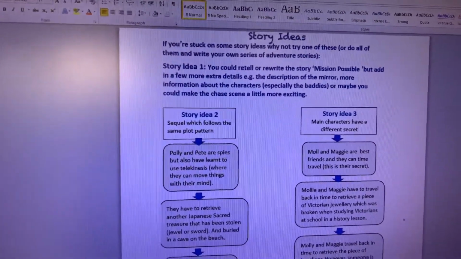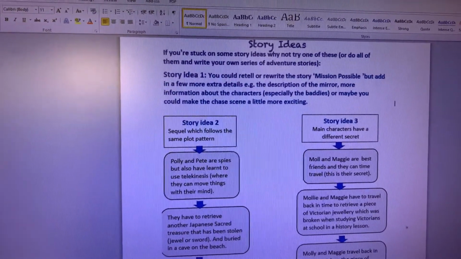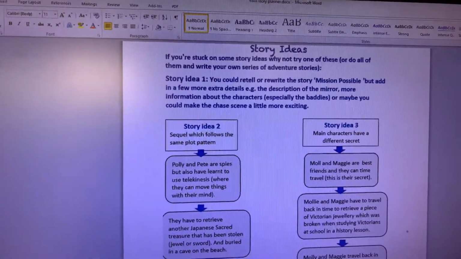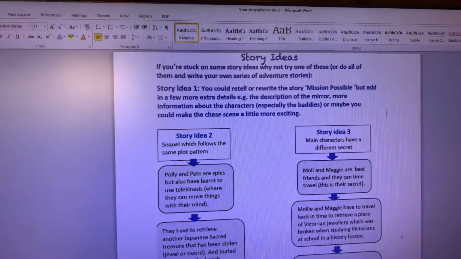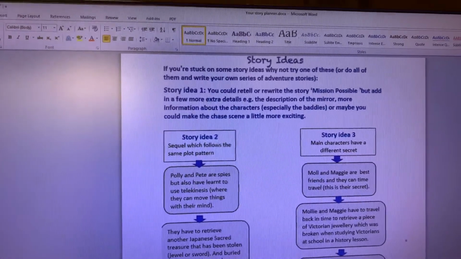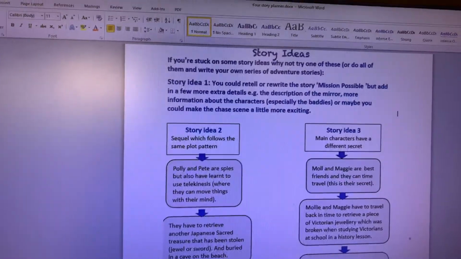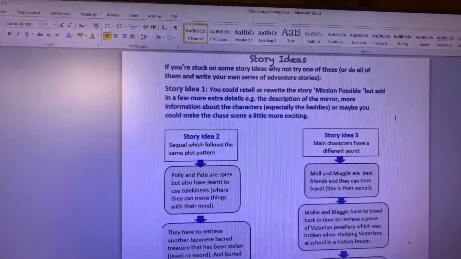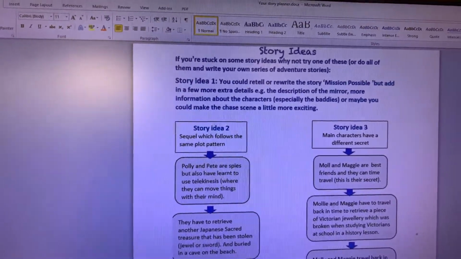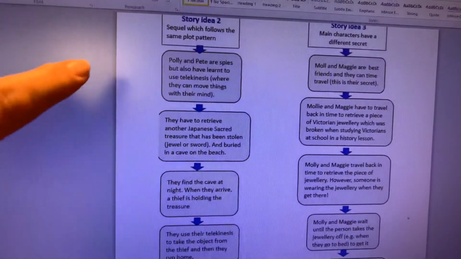Okay, first story idea is you could retell the story of Mission Possible, but try and add perhaps a little bit more extra information. So here you could describe the mirror, or you could give more information about the characters of the baddies, or you could rewrite it but change where they had to go to find the mirror, just to make it a bit more exciting. If you don't like the idea there, I then have 2 other story ideas.